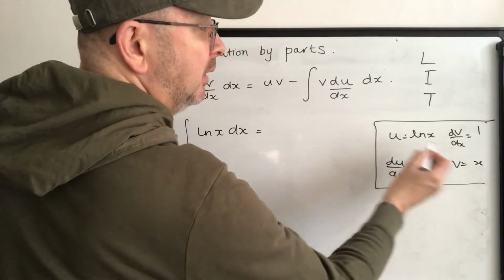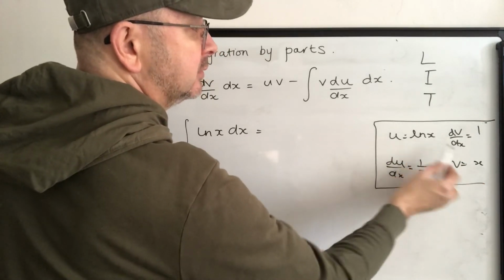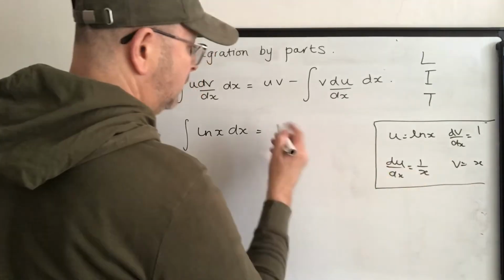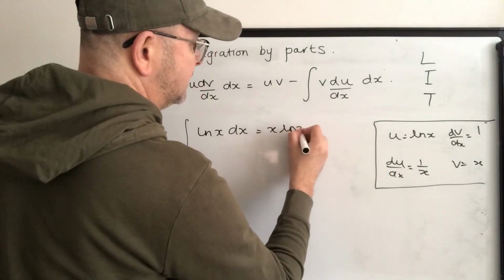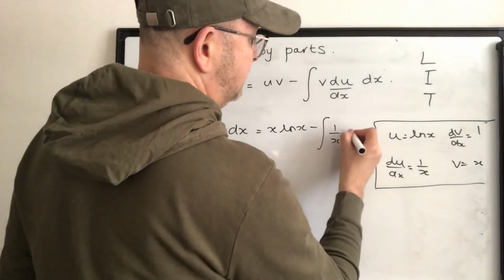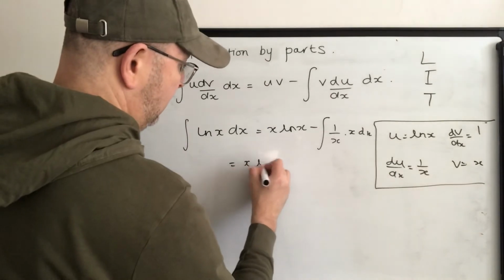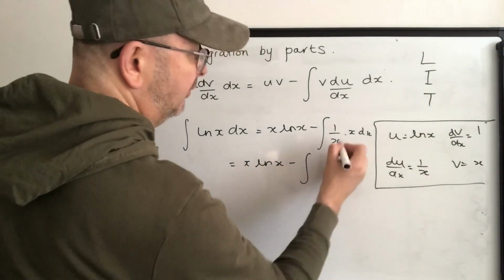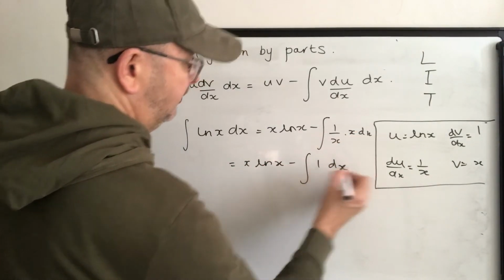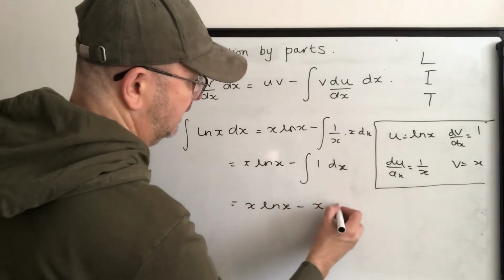The beauty of writing this out is that you can choose which way round to write it. So, x times the natural log of x minus the integral of 1 over x times x, in whichever order. Now you will hopefully see x ln x minus the integral, that divides away just to give you 1. So, x times the natural log of x minus x plus c.